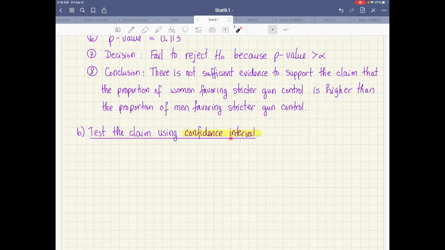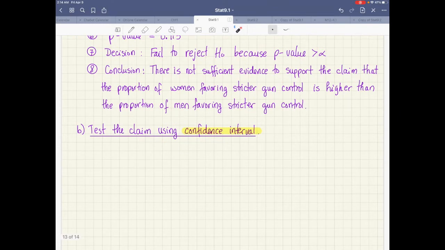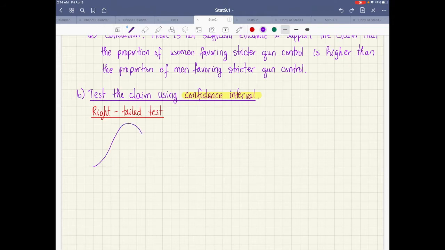Question B, test the claim using the confidence interval. First, I need my confidence level. I need to use the fact that this is a right tail test and alpha is 0.05. In a right tail test, your alpha is on the right, which means 0.05 is on the right. You don't have any alpha out here.